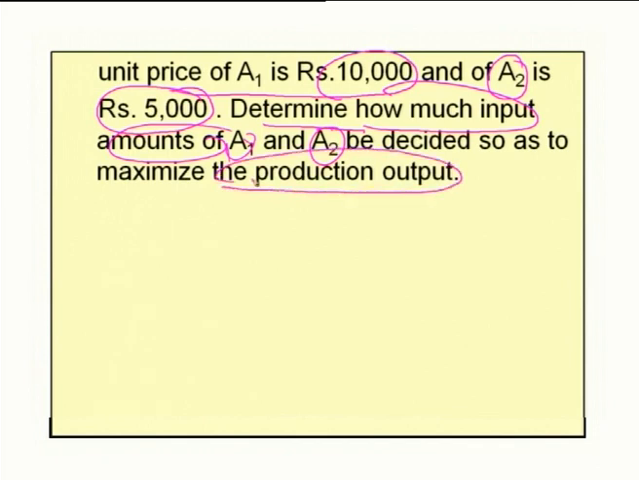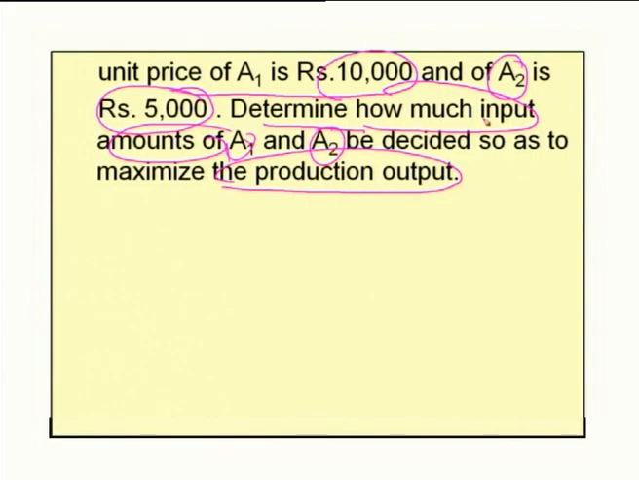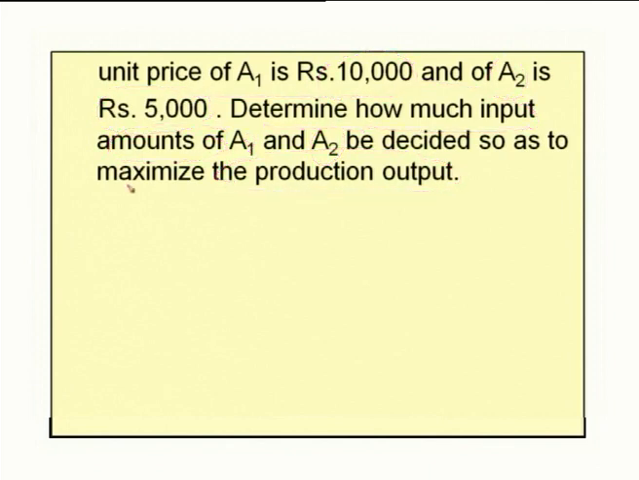So, the given problem is a business concern with an objective function Z given in terms of two variables x1, x2, and there are two raw materials A1 and A2. For the raw materials, there is a budget constraint. With respect to that constraint, we have to determine how much input amounts of A1 and A2 should be decided so as to maximize the profit. So, first we will try to construct the nonlinear programming problem from this given problem.